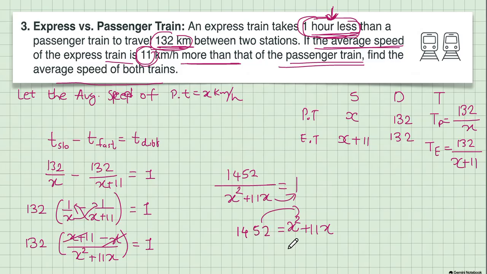Take it to the right hand side, so x square plus 11x minus 1452 is equal to 0. So this is our required quadratic equation for this given question. Look at the next one.